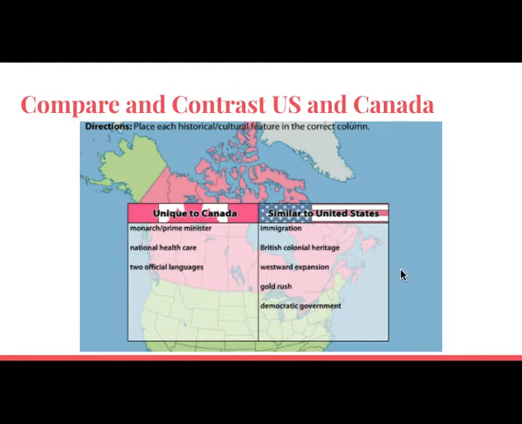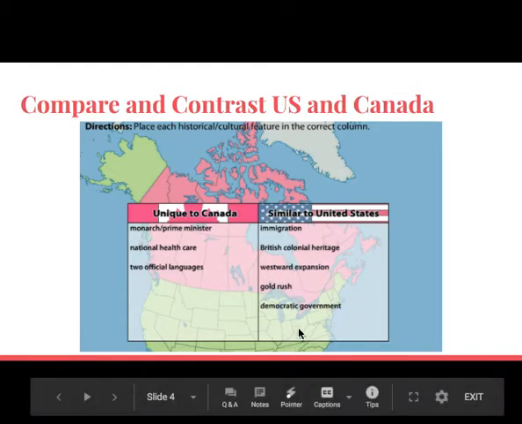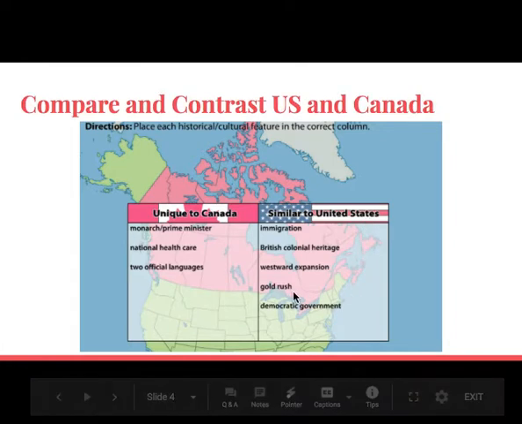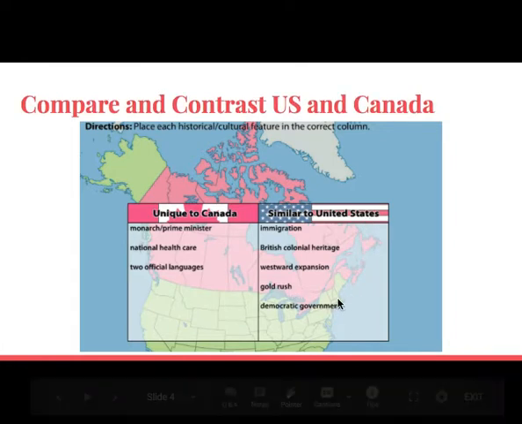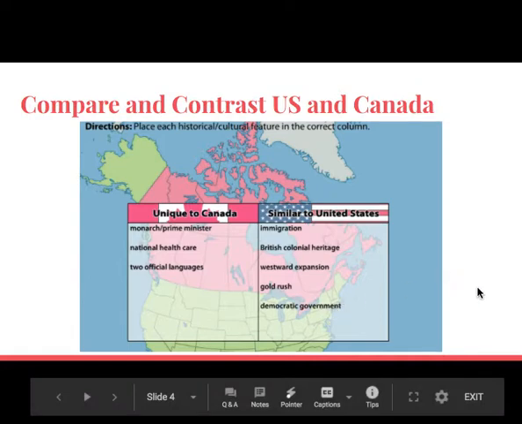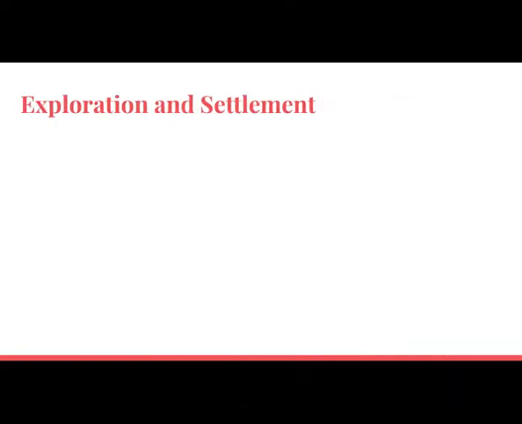They believed in westward expansion, so the east coast was the first portion that was settled, and that movement expanded west. There were major gold rushes in both the United States and Canada, and they both have what is called a democratic government. Exploration and settlement.